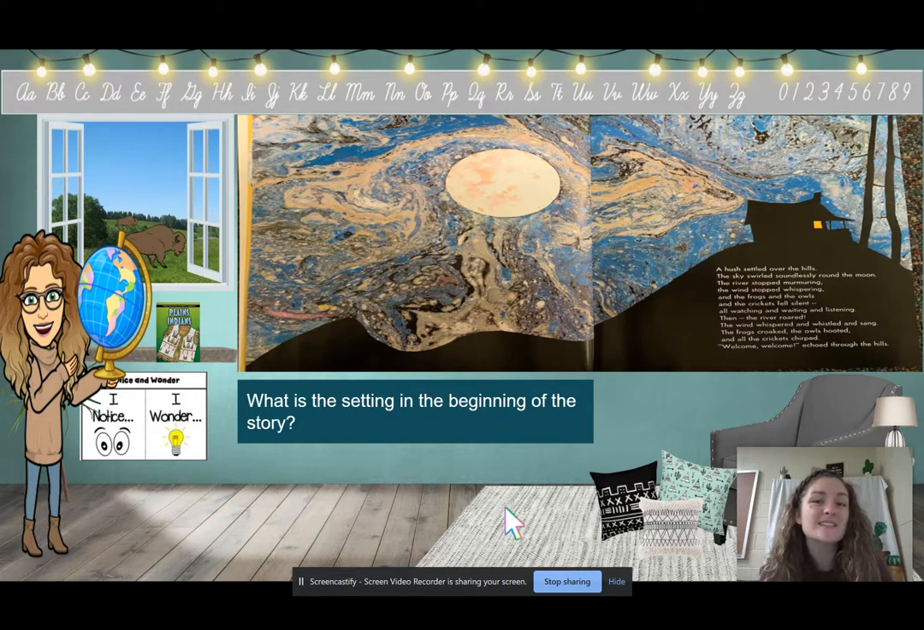What is our setting on this page? What is the setting at the very beginning of the story? Tell me in the puzzle. So looking at the illustrations in the first words, a hush settled over the hills. Looking at the illustration, we can see that there is a house on the hill.